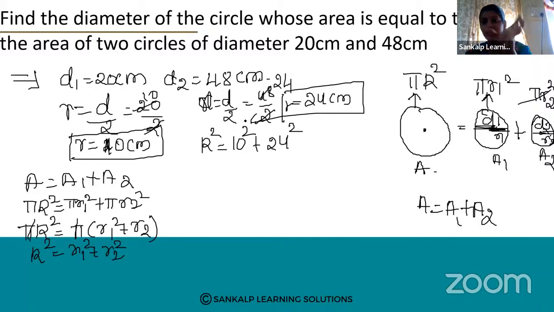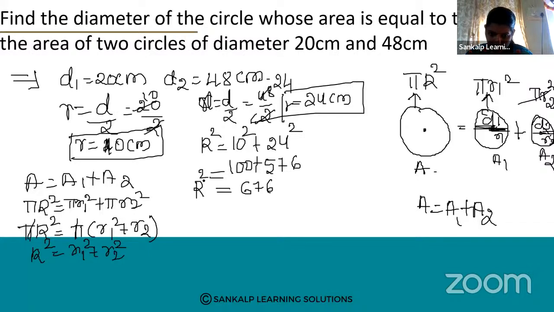R square, that is 24 square. So 10 square is 100. 24 square, that is 576. So 100 plus 576 is 676. This is the value of R square. But we want R. For that, put the square root sign, square root of 676.